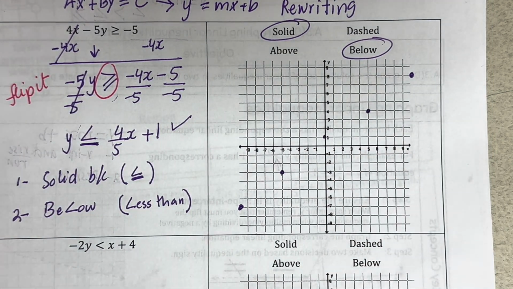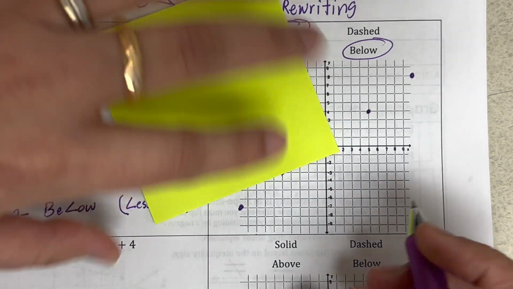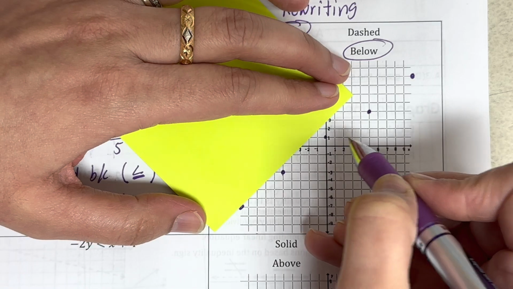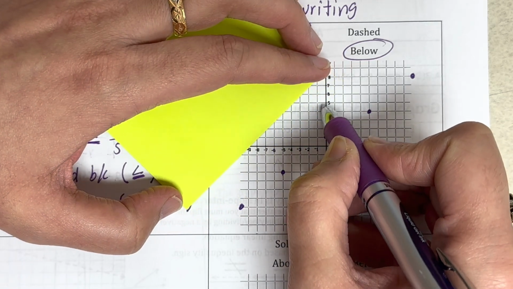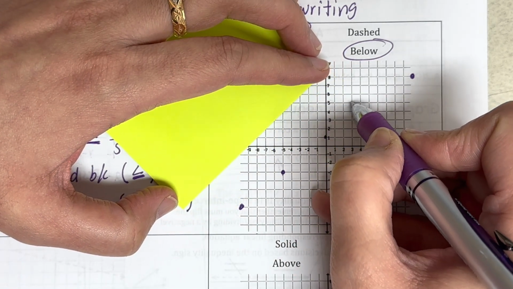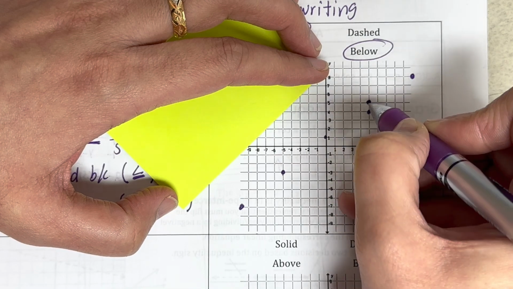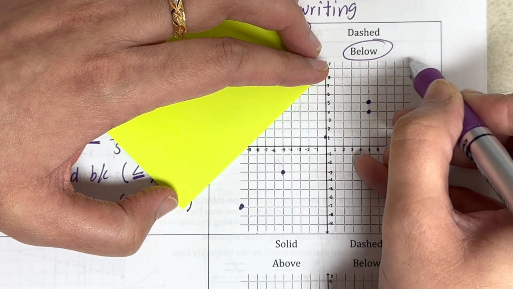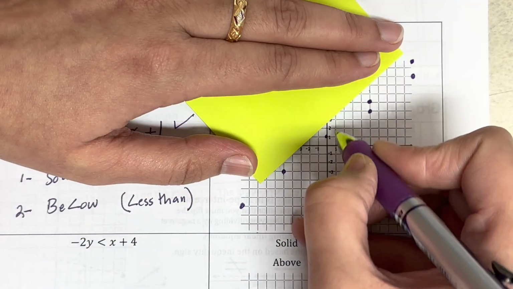This line is solid. So I need a ruler or something in order to draw. Oh, something is wrong. It's not a straight line. Okay, I'm fixing the line. Here, okay, now it's fine.